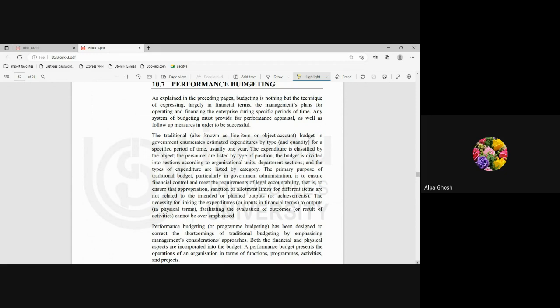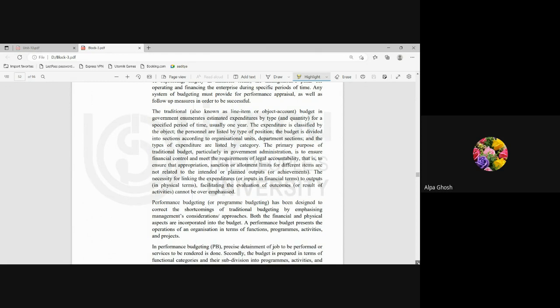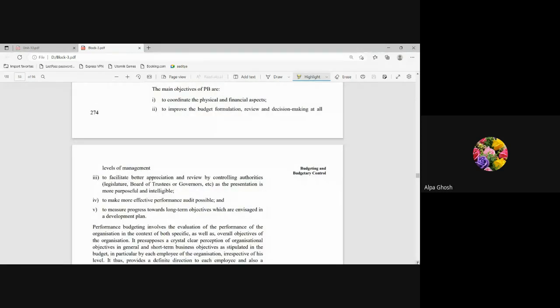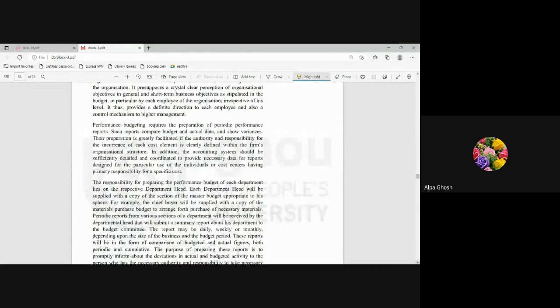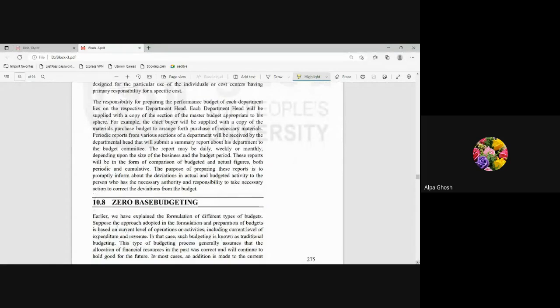There is performance budgeting also. What you expect, suppose, take an example, you expect that there will be a profit of 10 lakh rupees in this year. Now we try to reach that goal, a profit of 10 lakh. So we prepare a budget for how to achieve this 10 lakh profit. So this has to be as per the programs, activities, projects. So these functions have to be incorporated in some written document.